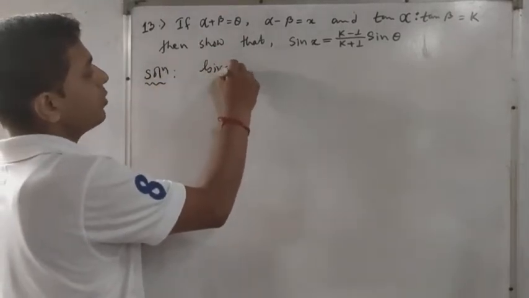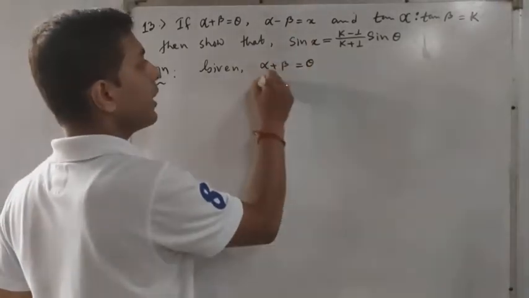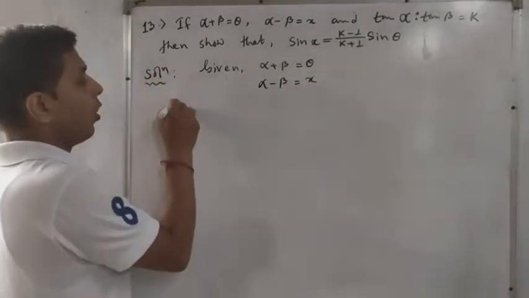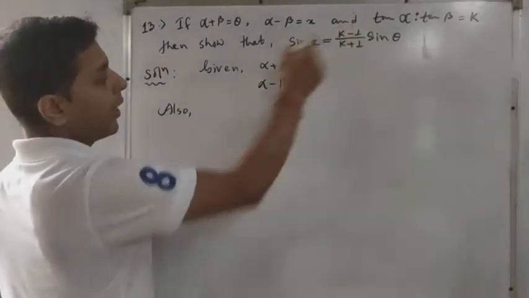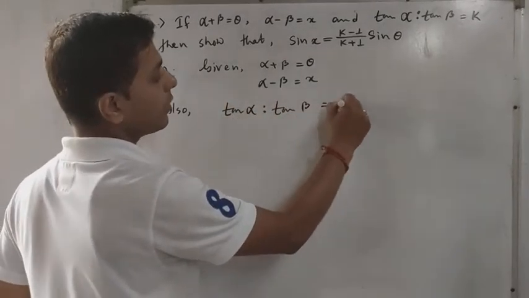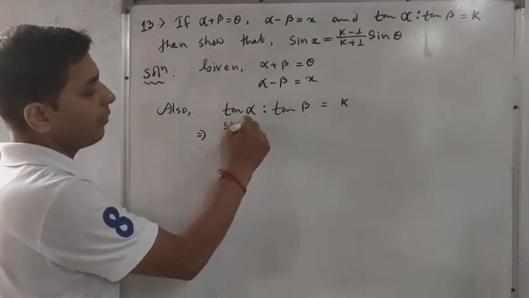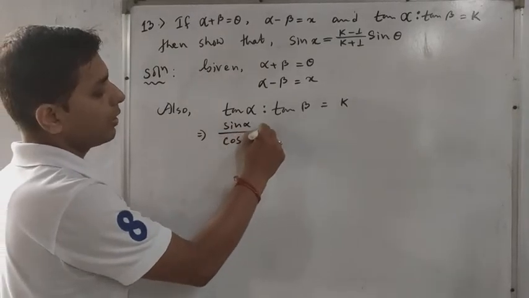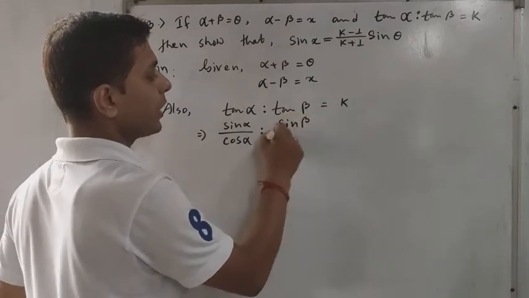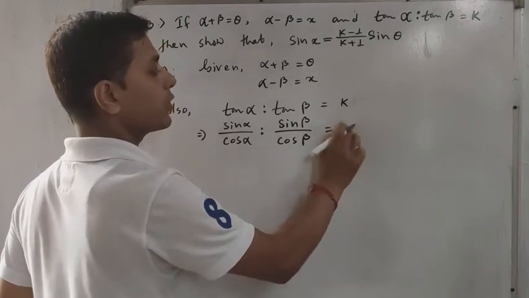Given, we will write the clues. Given alpha plus beta is equal to theta, and one more clue is alpha minus beta is equal to x. Let it be. Also, tan alpha by tan beta is equal to k. Tan alpha can be written as sin alpha by cos alpha, and tan beta can be written as sin beta by cos beta, is equal to k.